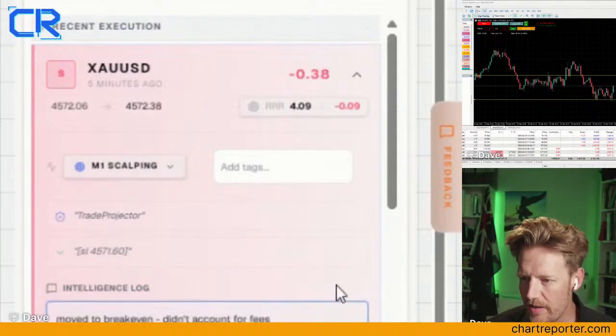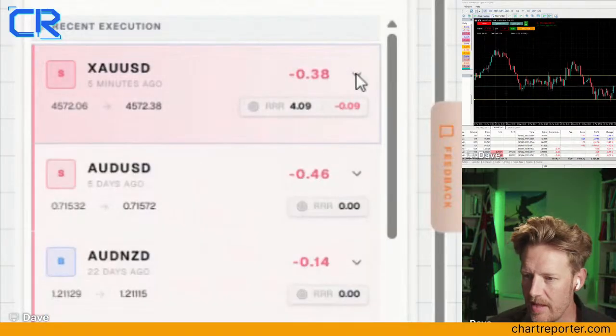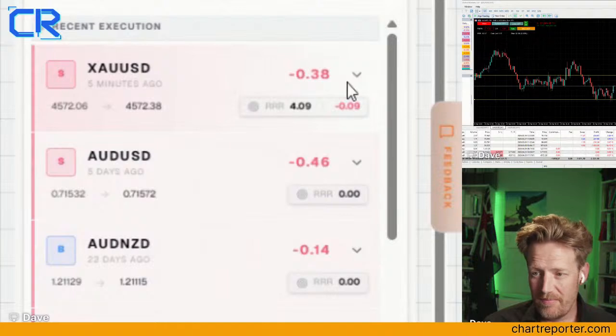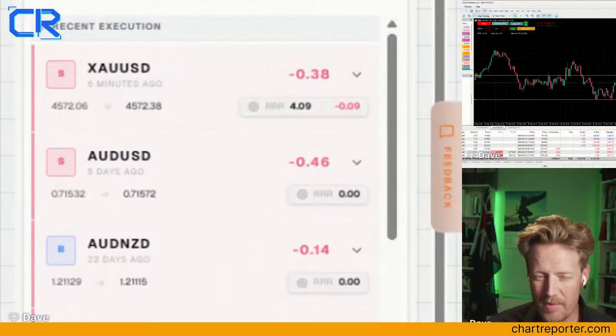And that is how you journal a trade in Chart Reporter. I'm kind of glad I broke even because look at that. Look where it's going. That totally would have hit my stop loss. So break even was the right strategy on that one.